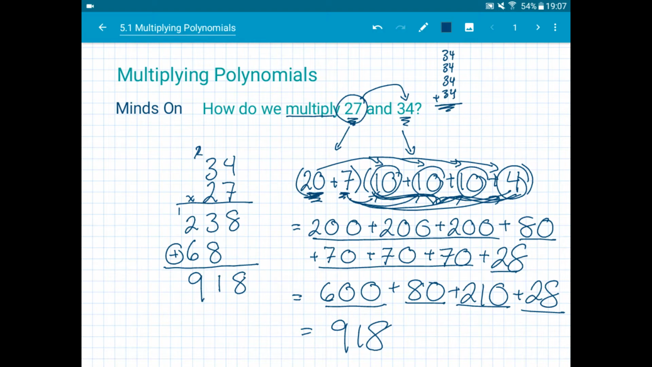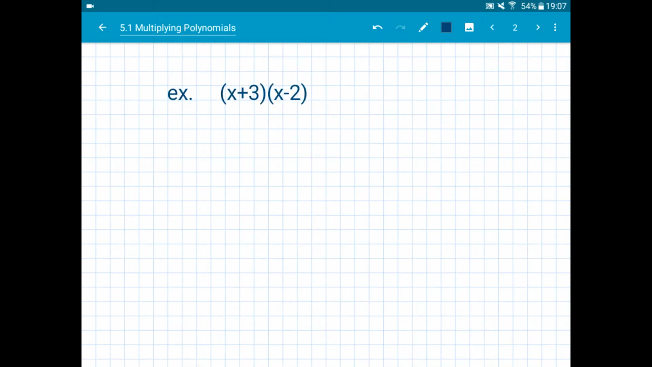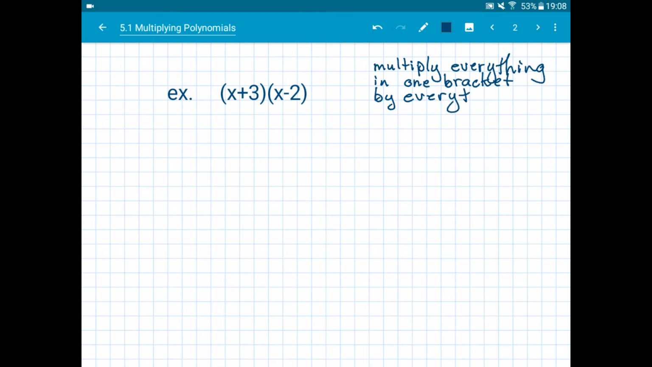So now analyzing this, what did we do? Well, we multiplied everything in this bracket by everything in this bracket here. And that's the key to multiplying polynomials. So let's jump over to something here, and we'll just make a little note. Multiply everything in one bracket by everything in the other. And that's what we're going to do.